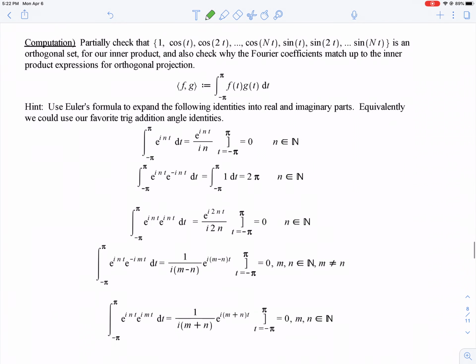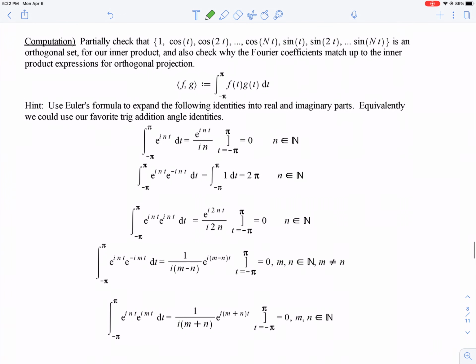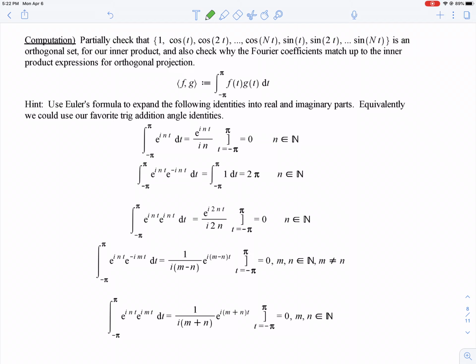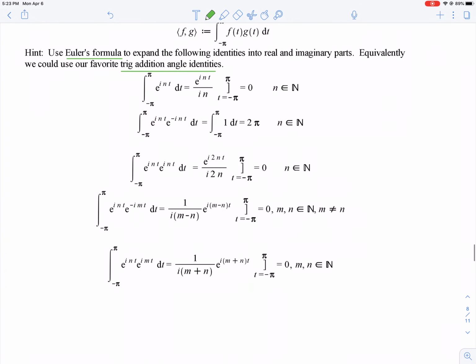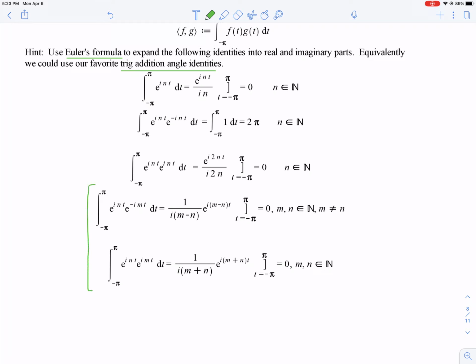Okay, so the way to analytically check that all of these functions are orthogonal is you can either use our favorite trig addition angle identities, or you can use Euler's formula to check them. And I won't do all of these. Let me explain the last two and use them to explain most of the rest. Actually, let's start with the very first one as well. So let's look at this one.